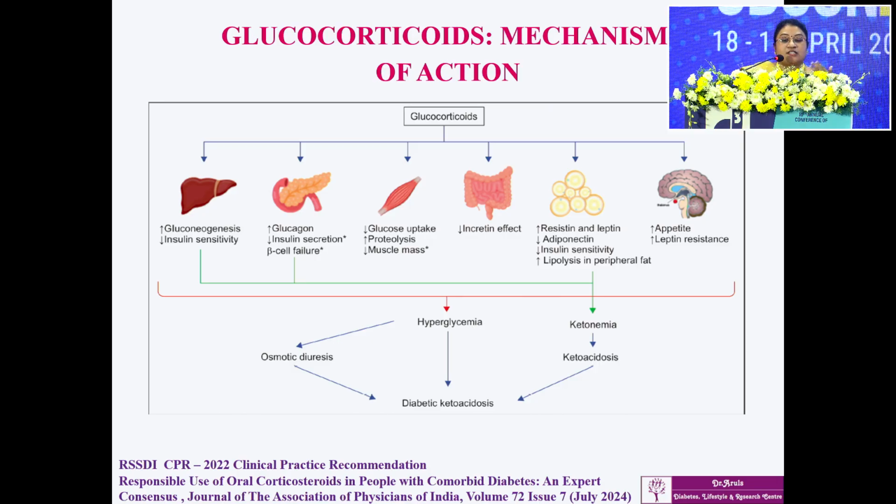So how do they cause hyperglycemia? This is mainly by increasing gluconeogenesis. Insulin sensitivity will immediately go down. In the pancreas, it increases glucagon, decreases insulin secretion, and progresses to beta cell failure. In the skeletal muscle, it causes increased proteolysis, decreased glucose uptake, and decreases the muscle mass too. It decreases the incretin effect. In the adipose tissue, it causes more lipolysis and increases appetite. All this contributes to the development of hyperglycemia, ketonemia, and the patient can go into DKA also.